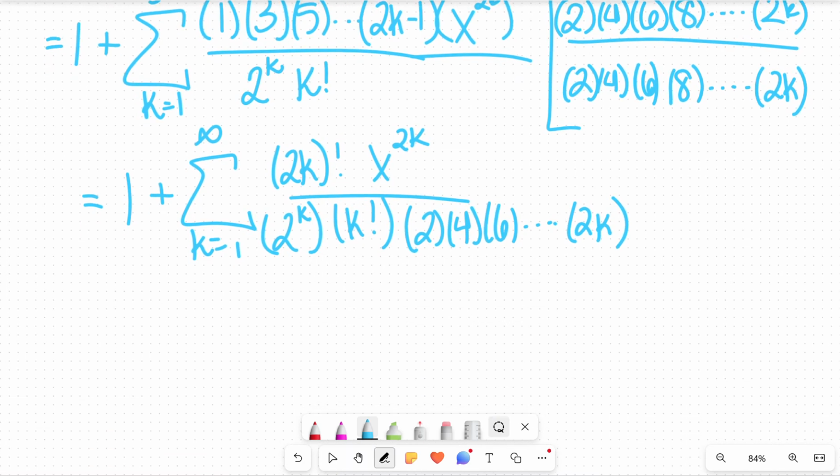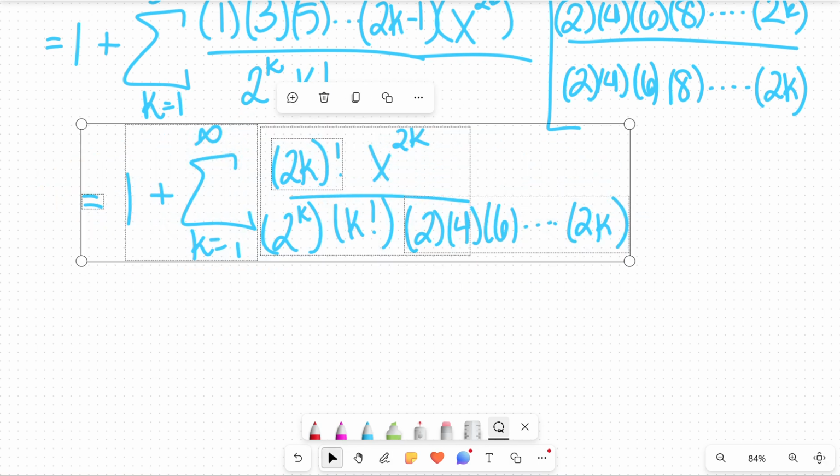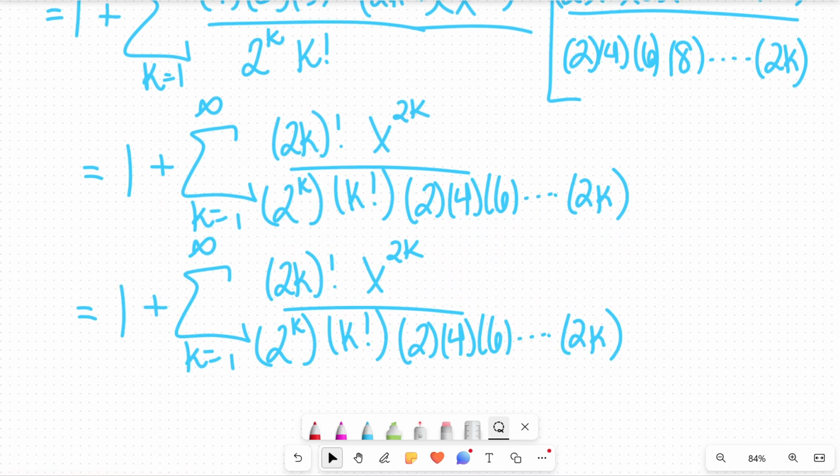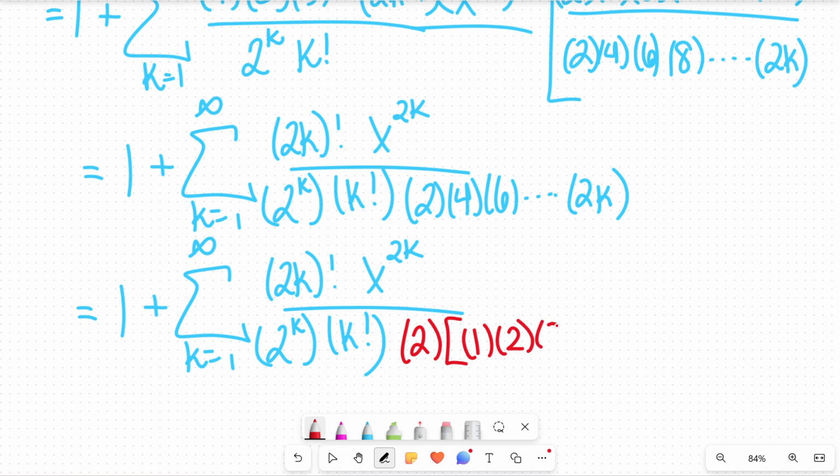Now what I'm going to do in my denominator is factor out a 2. So I can say that 2 times 4 times 6 all the way up to 2k, I can rewrite as 2 times 1 times 2 times 3 all the way up to k. Now maybe you're seeing where this is going to go, because this now I can represent as k factorial.